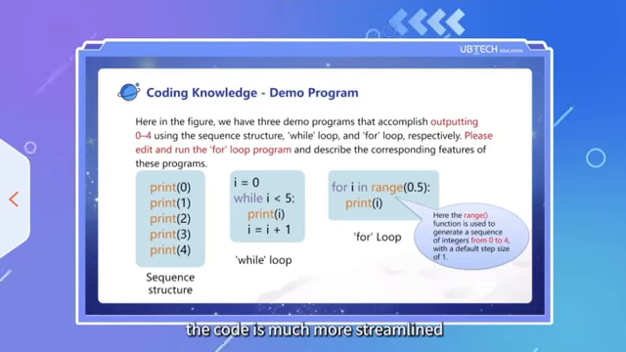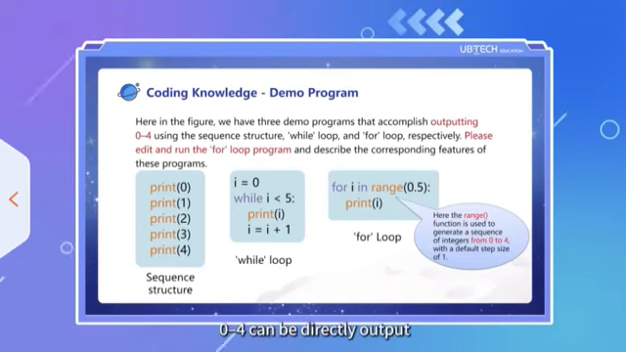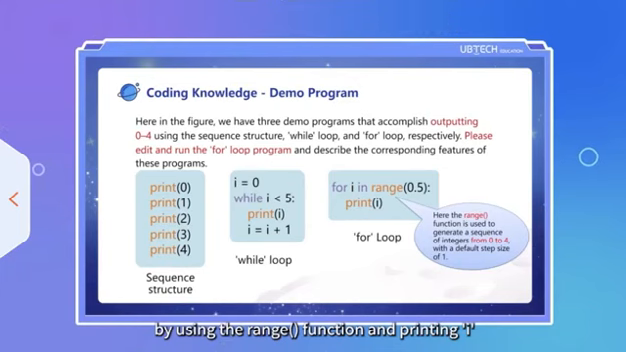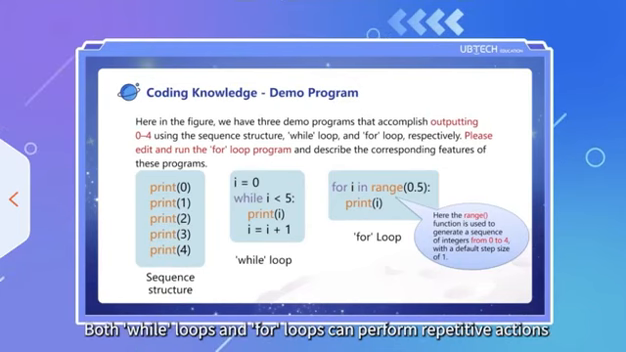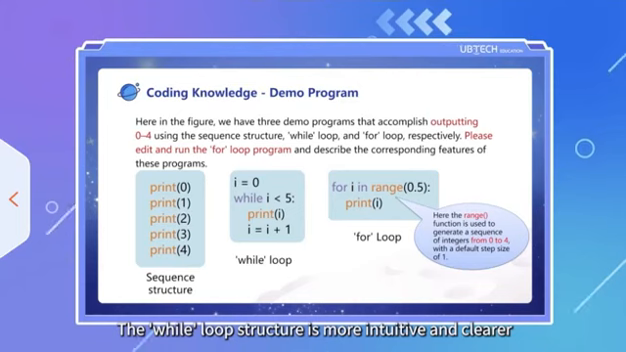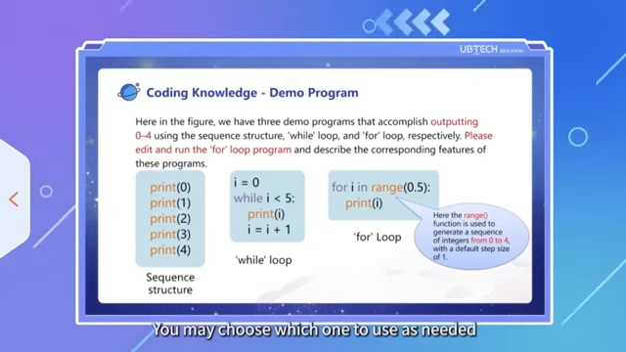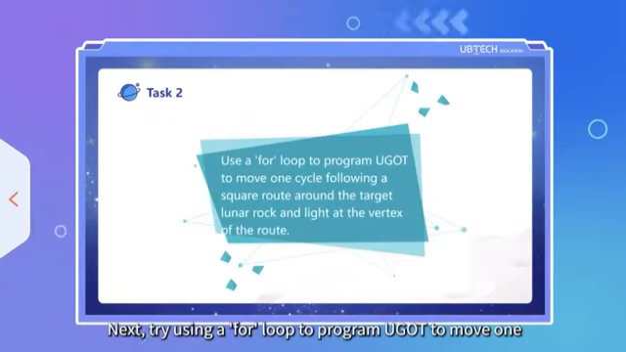Compared to the sequence structure, the code is much more streamlined, and the for loop statement is simpler and clearer. 0 to 4 can be directly output by using the range bracket function and printing i. Both while loops and for loops can perform repetitive actions and avoid the tediousness of sequence structures. The while loop structure is more intuitive and clearer, while the for loop structure is more concise. You may choose which one to use as needed.